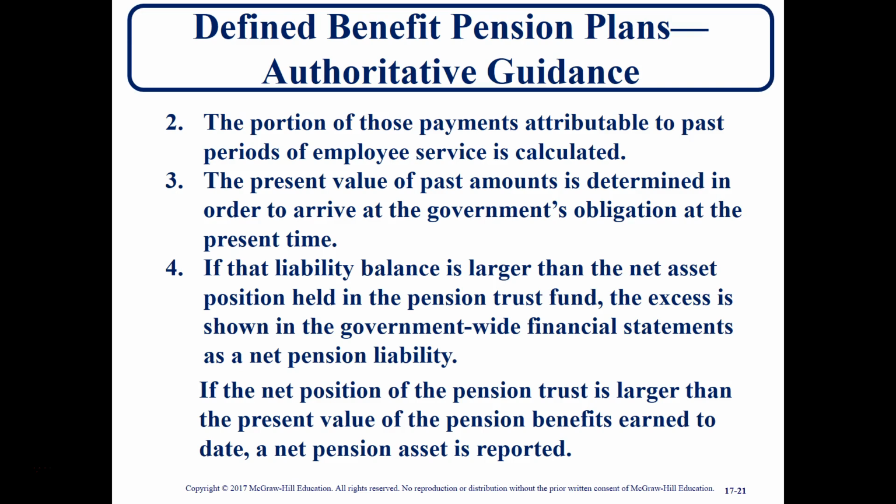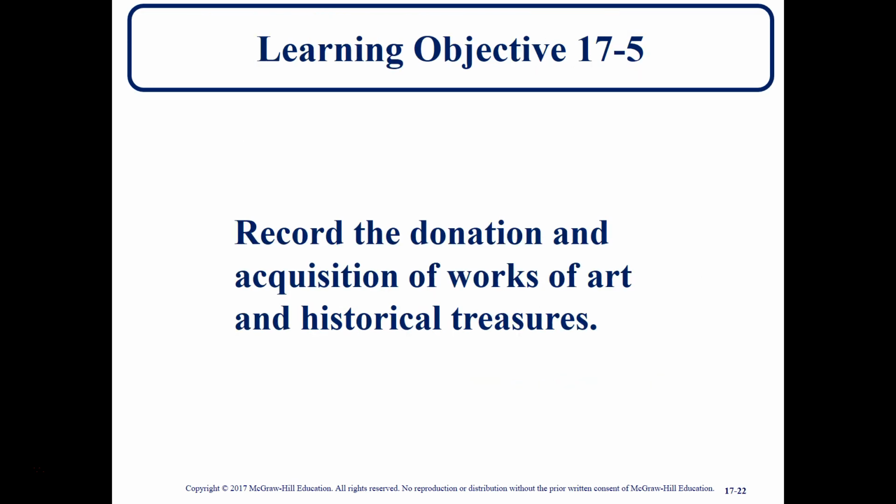The present value of past amounts is determined in order to arrive at the government's obligation at the present time. And if that liability balance is larger than the net asset position held in the pension trust fund, the excess, the liability, is shown in the government-wide financials as a net pension liability. On the contrary, if we've got an actual pension asset, that would also be reported. So again, we're showing the funded or unfunded status in the pension plan under this new guidance in the government-wide financials. Remember, state and local governments, we're dealing with government-wide financials and fund financials, two different systems.